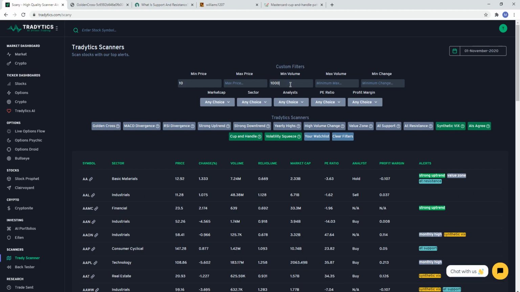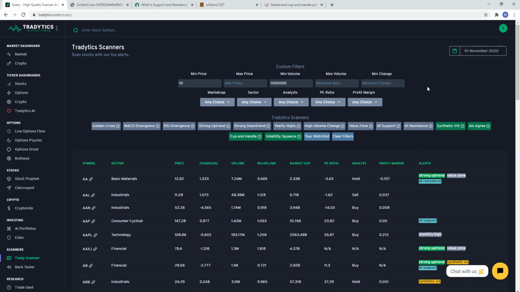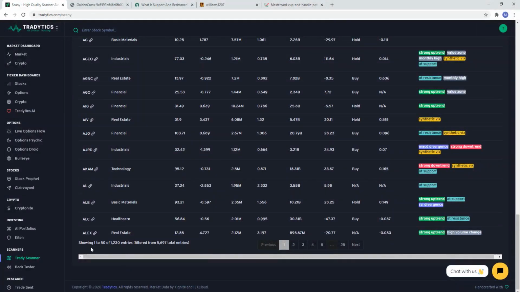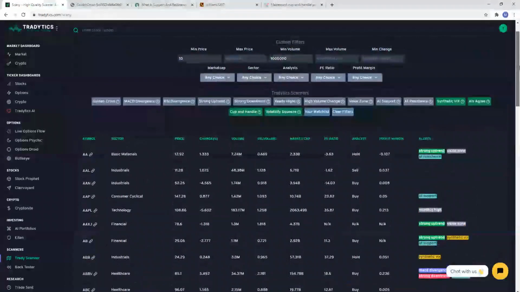We will keep the minimum price to $10 and the minimum volume to 1 million. This is done in order to remove low floats and penny stocks that have high volatility and are slightly riskier. If we go to the bottom of the page, we can see that we are only left with about 1,000 stocks out of 5,697. We have already narrowed our search.